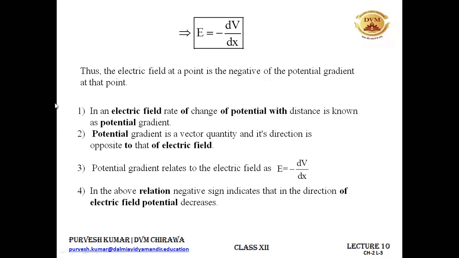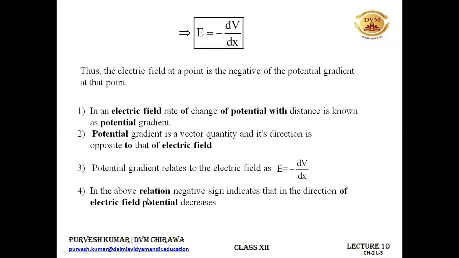Now, we have to keep these things in mind. In an electric field, the rate of change of potential with distance is known as potential gradient. I've told you. The rate of change of potential, that is the potential difference, divided by distance, will be potential gradient. Potential gradient is a vector quantity and its direction is opposite to that of the electric field because the negative sign is there. So if the electric field is in this direction, the potential gradient will be acting in the direction opposite to it. Potential gradient is related to the electric field as E equal to minus dV upon dx. This is the formula that we have derived.